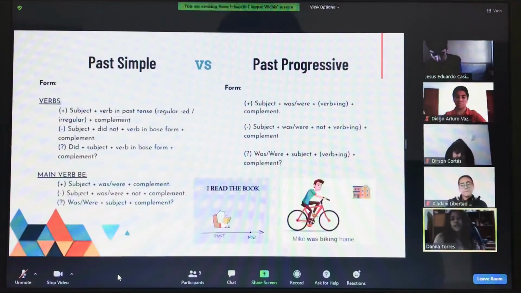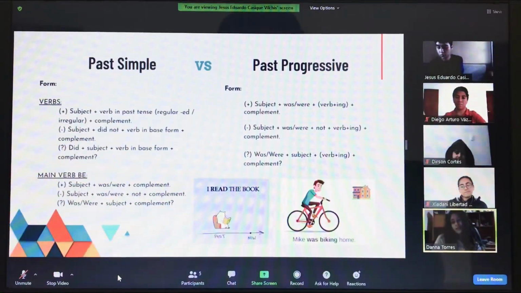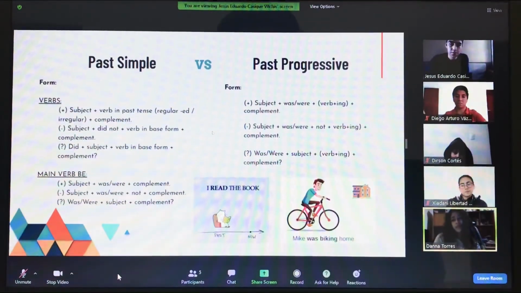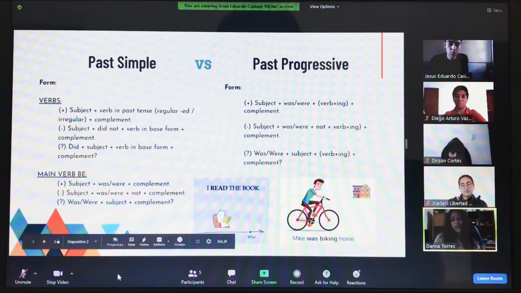Well, now I'm going to explain the past progressive. The past progressive is used to describe an action that began in the past, continues for a period of time, and ultimately ends in the past.